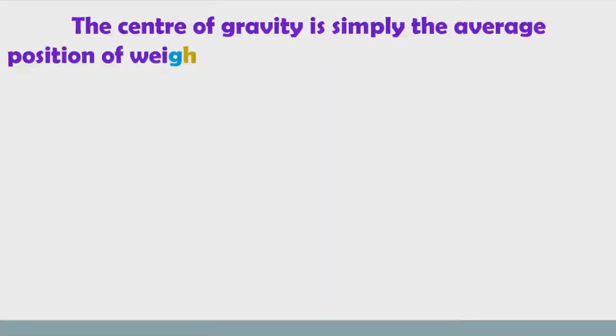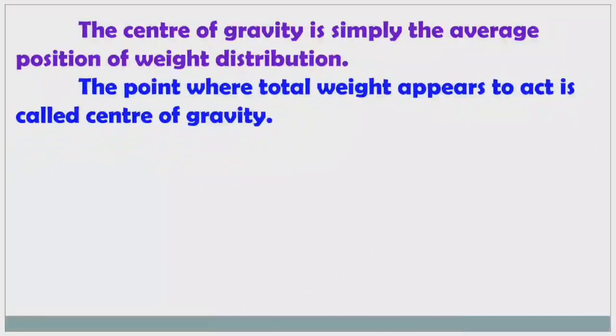The center of gravity is simply the average position of weight distribution. What is center of gravity? It is the average position of the weight distribution. Now we will see the definition. The point where total weight appears to act is called the center of gravity.